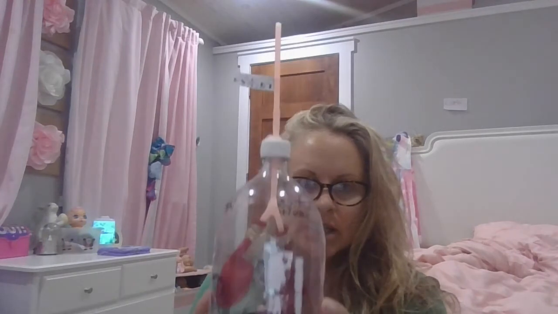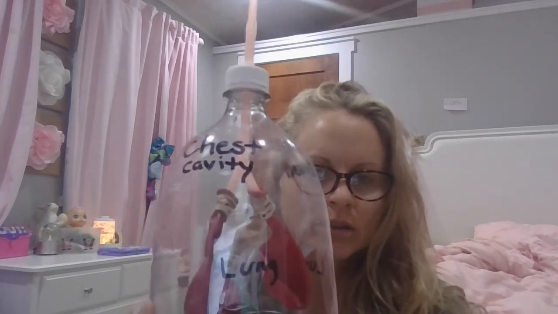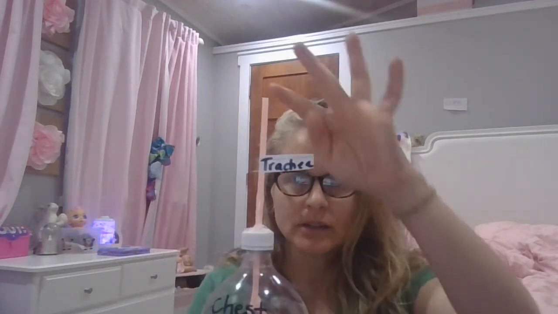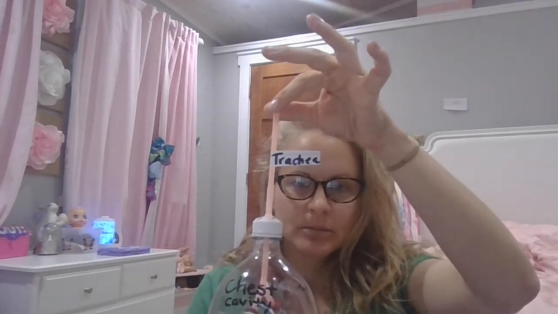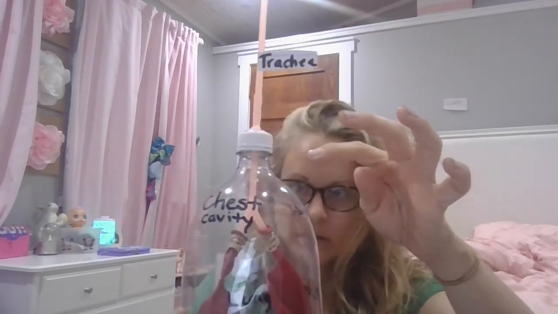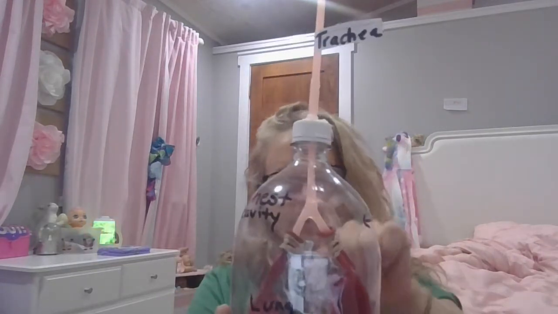Okay, so here is my model of the lungs that I made. The different parts that you see here, this is the trachea. This is where it comes down here and it branches off to the Y shape. Those represent the bronchi, both the primary bronchi. And then the balloons represent the lungs. And then down here we have the diaphragm.